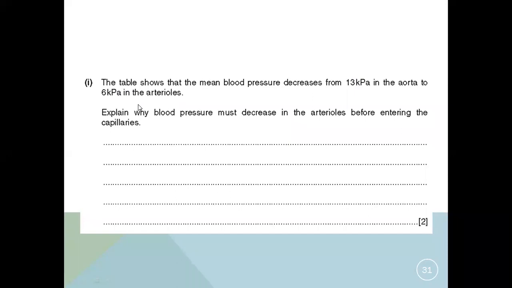Capillary is 1 cell thick, okay? So before entering the capillaries, the blood passes through the arterioles. The heart pumps the blood to the aorta, and gradually, as it circulates in our body, it loses pressure. If the pressure did not decrease, the capillaries, which are very thin, would be at risk of bursting. For that reason the pressure should be decreased.